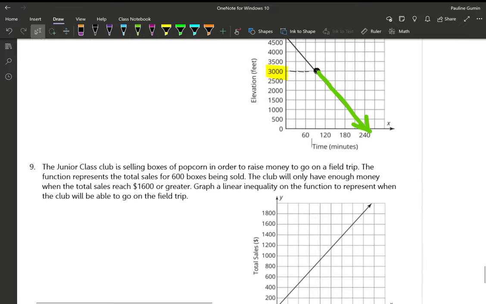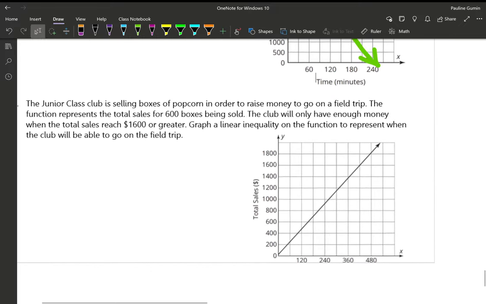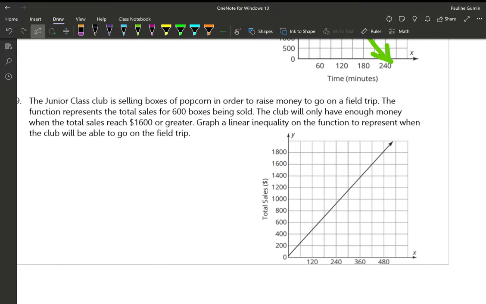Number 9. The junior class club is selling boxes of popcorn in order to raise money to go to the field trip. The function represents the total sales for 600 boxes sold. The club will only have enough money if their sales reach 1,600 or greater. Let's graph the linear inequality to represent when the club will be able to go on the field trip.